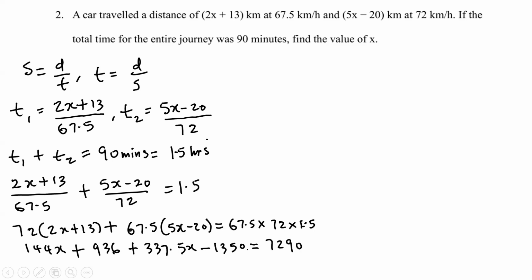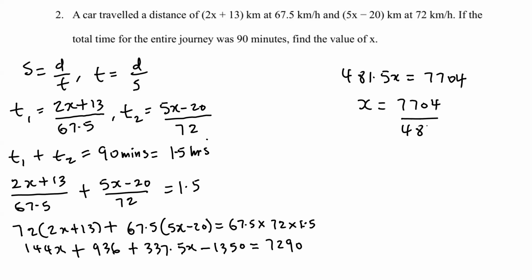So collecting like terms, we have 481.5x equals to 7704, after collecting like terms. So divide both sides by 481.5, we have x equals to 7704 divided by 481.5. So our x is equals to 16.